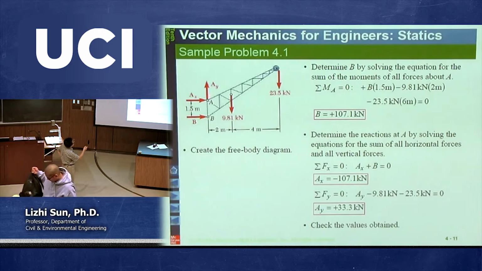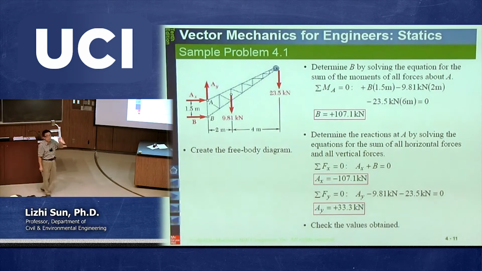Or the vertical direction pin, how do I know the force is going up instead of going down? Nobody knows until you solve the problem. But it doesn't matter, you make an assumption. So you assume at this point A, the pin support provides a horizontal reaction to the right. You assume this one. And finally, when you finish the calculation, you'll find out, in fact, this one is negative.